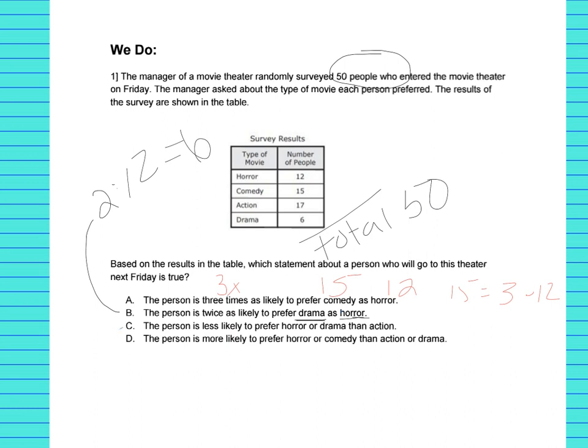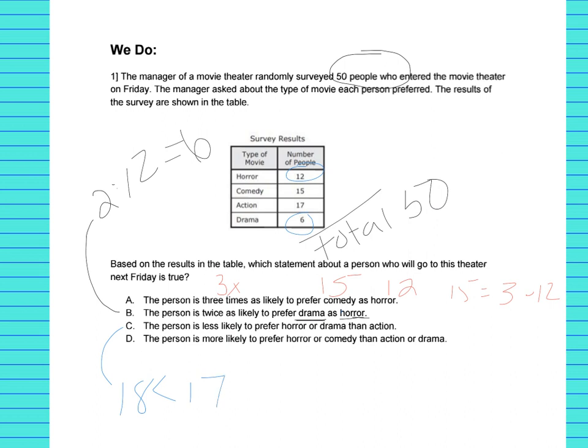The person is less likely to prefer horror or drama. Ooh, that means we need to put those together. So we have to put horror and drama together. So 6 plus 12 is 18. Then action is 17. Is that true? No. All right, let's go to this last one.